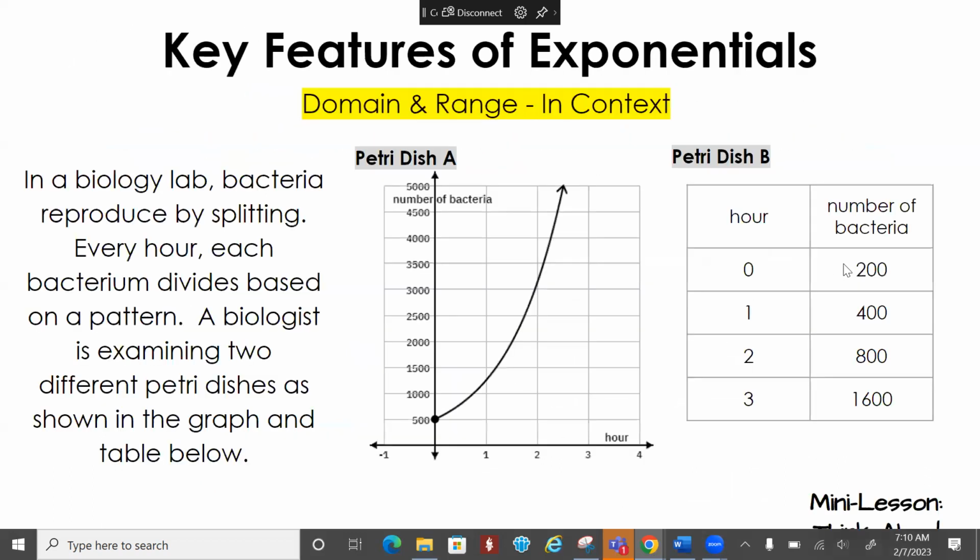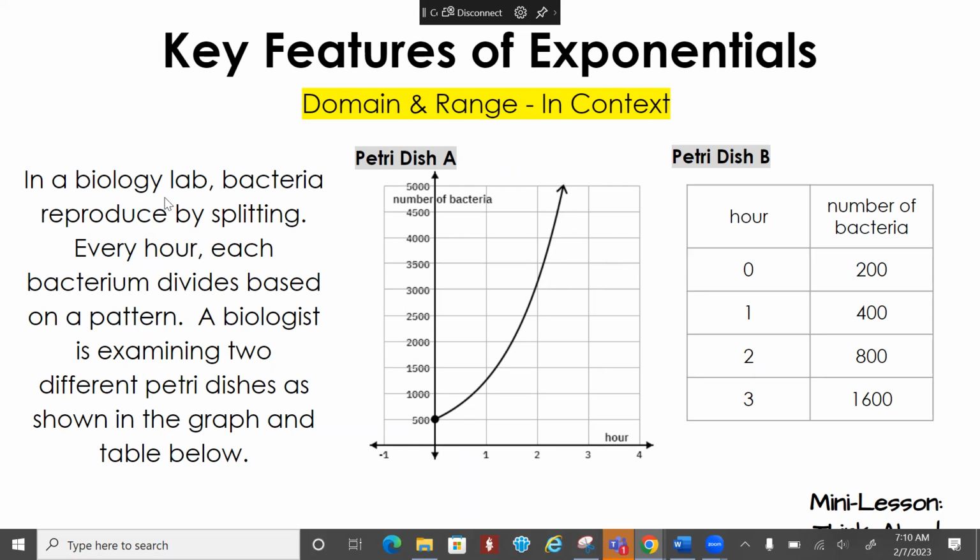All right, so we're gonna revisit all of our key features, right? So domain and range in context. Remember, if it doesn't have context, that means it doesn't have a word problem or a scenario, then you're just gonna treat it normal. But if it's in context, remember we can't have negative numbers.